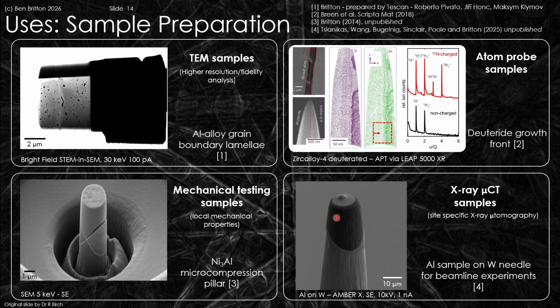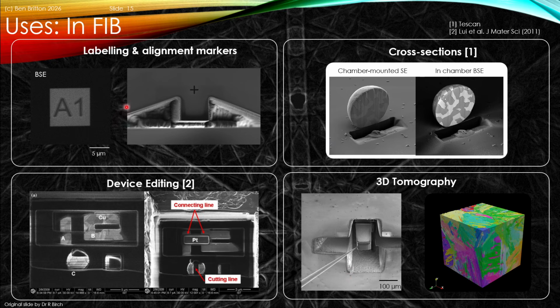We can also prepare samples for micro CT. This is a larger needle, but effectively we've got a capping layer, we've got the material of interest, and then we have a post that enables us to manipulate that sample and bring it to a synchrotron in this example. We can also use the FIB to effectively mill labels. That can be quite useful to find out where samples are in our experiment for, say, in situ or other such experiments.